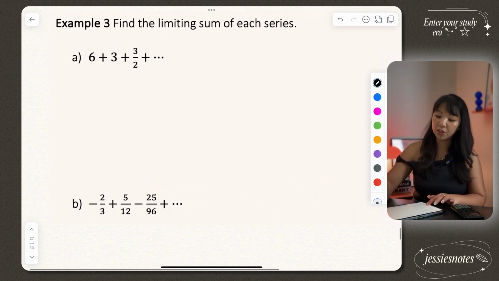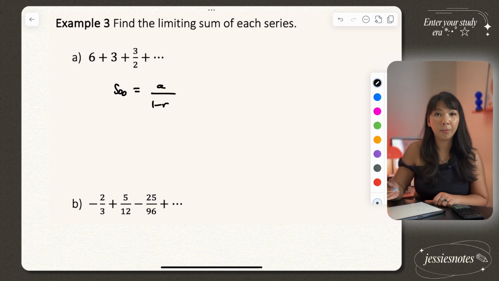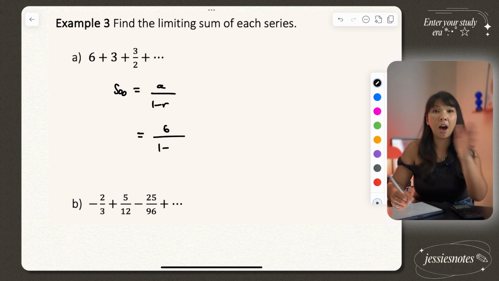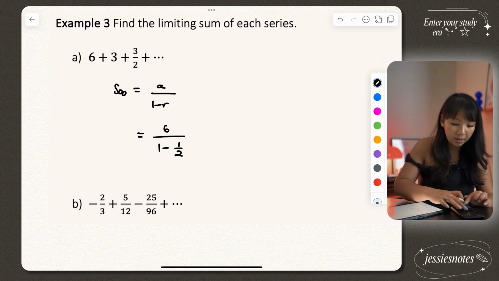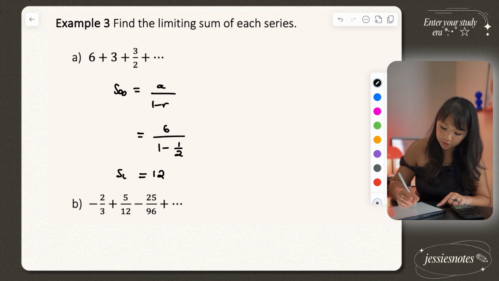Find the limiting sum of each series, pretty straightforward. If we use it, we get the limiting sum formula looks like this. A is equal to 6 and R is a half because we're halving every time. This is going to give you 12.